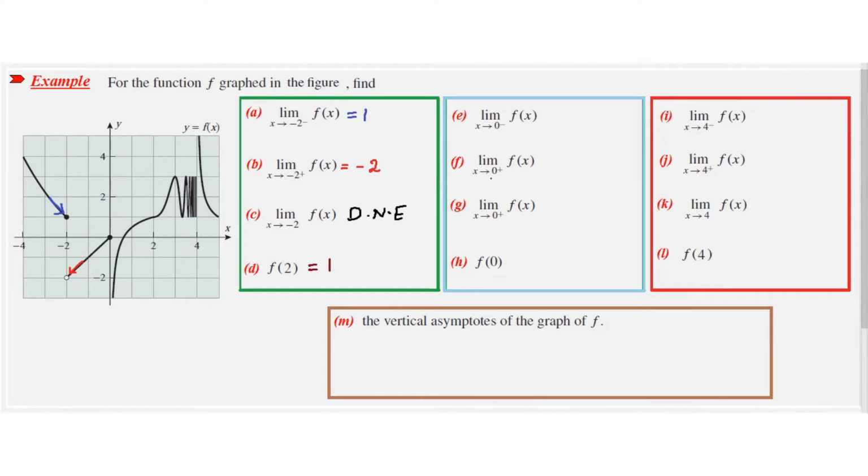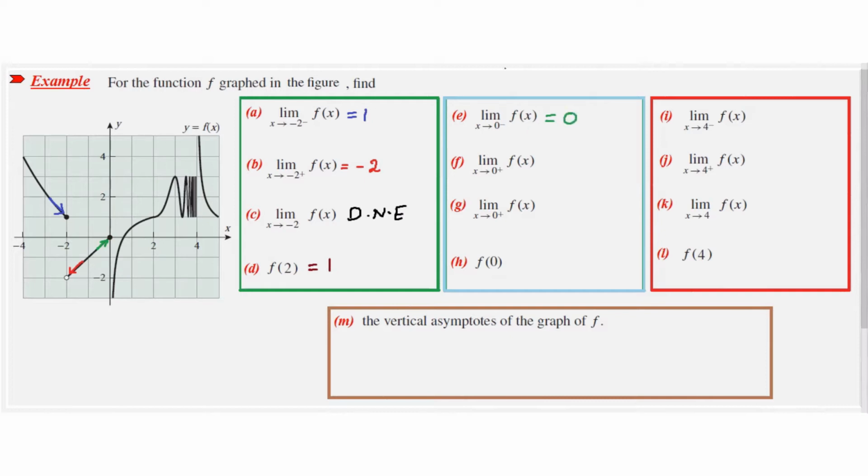Here we have to deal with limits when x goes to 0 from the left, from the right, and in general when x goes to 0, and you have to find f(0). So the limit of f(x) when x goes to 0 from the left, this is 0, and 0 from the left equals 0.